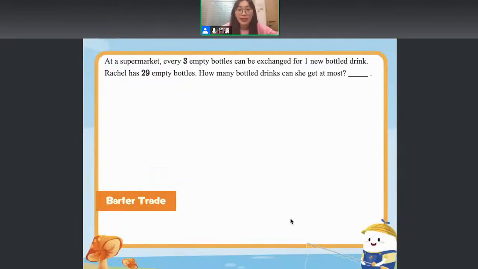For the next question, it is about the barter trade. In Chinese, we call that 空瓶换酒问题. Okay. So here you see, at a supermarket, every 3 empty bottles can be exchanged for 1 new bottle drink. Rachel has 29 empty bottles. How many bottle drinks can she get at most? So here, everyone, you see, at most. This is the key word, okay?